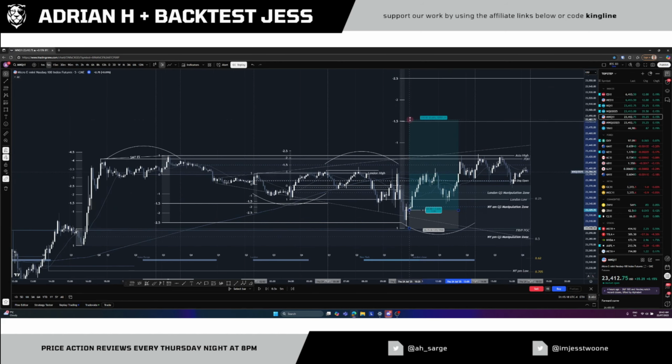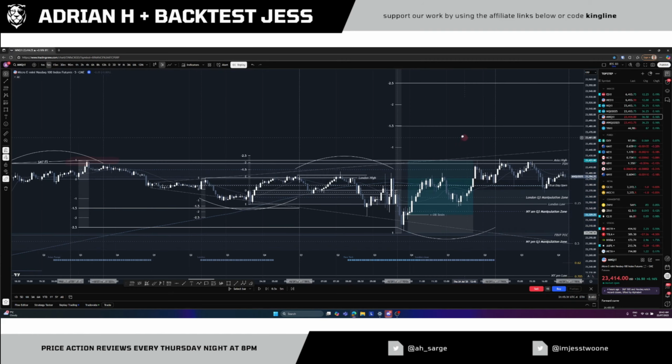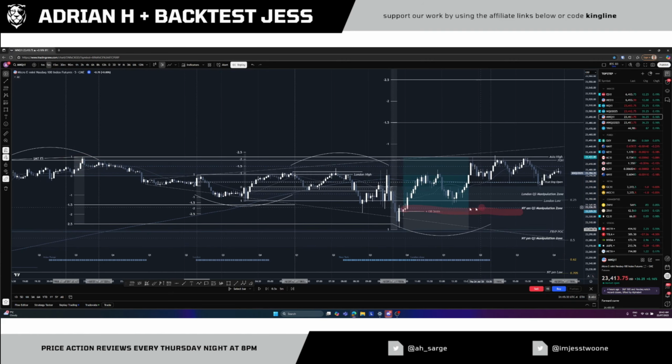Originally I was looking at SD 1.5, but then I called it a night at 11 o'clock and just moved my TP point to here and stop loss into profit. Just survived that midday swing.